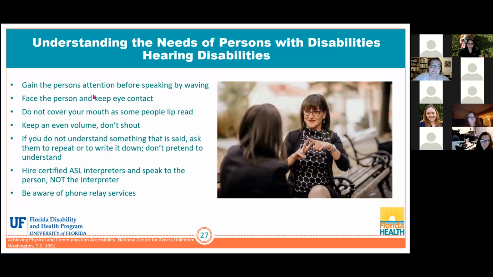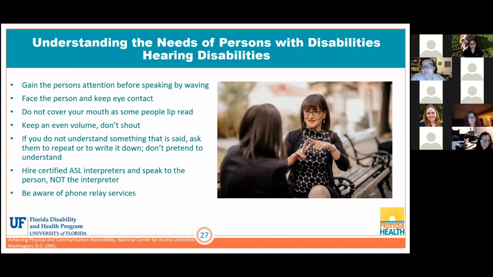So now we're going to talk about hearing disabilities. You want to gain the person's attention before speaking by waving, giving some sort of physical indication that you want to talk to them. You also want to face the person and keep eye contact. Again, you want to make sure they know that you're talking to them.